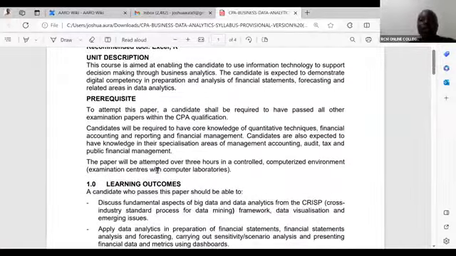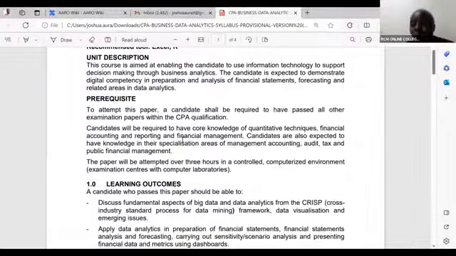We must be good at forecasting, and then we have related areas in data analytics. Prerequisite: to attempt this paper, a candidate shall be required to have passed all other examination papers within the CPA qualification. So basically, it is an exit qualification. This is the paper that you do as you exit the CPA. After this paper, we shall only need you to do what we call workshops, which we do within a month, and then you'll be able to get your CPA K.